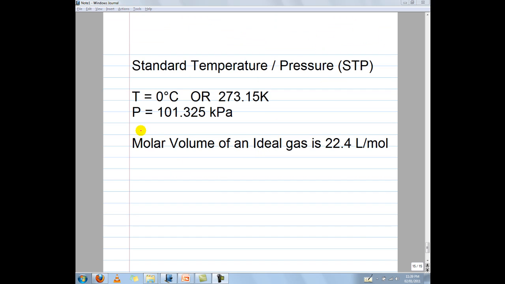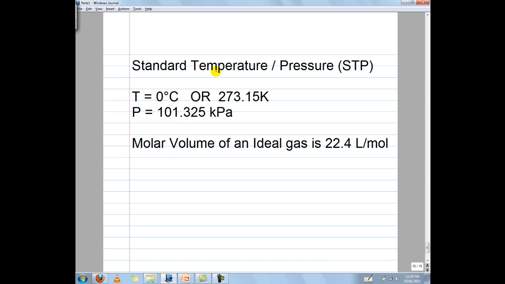Now the next thing we need to discuss is called standard temperature and pressure, also known as STP. So if you see this acronym STP, it basically means that the situation is under standard temperature, which is 0 degrees Celsius or 273.15 kelvins. They are equivalent to each other, as well as standard pressure, which is 101.325 kilopascals. So remember, as soon as you see the acronym STP, you know what the temperature is and what the pressure is. These are numbers you're going to have to memorize.